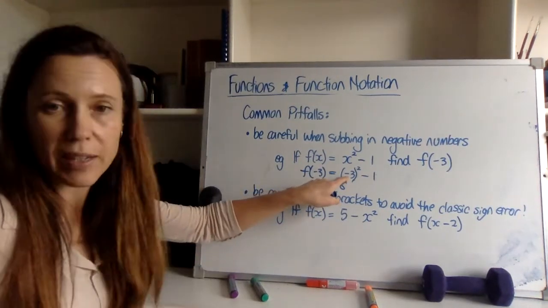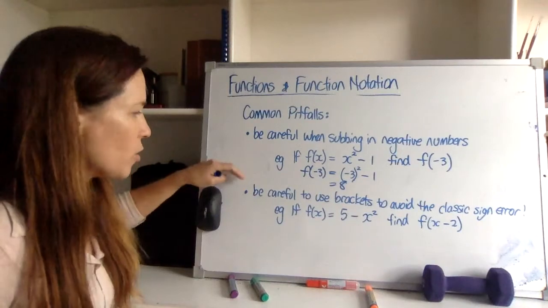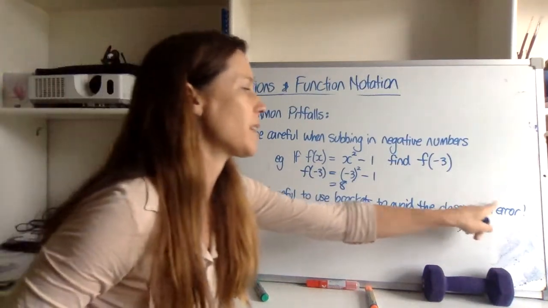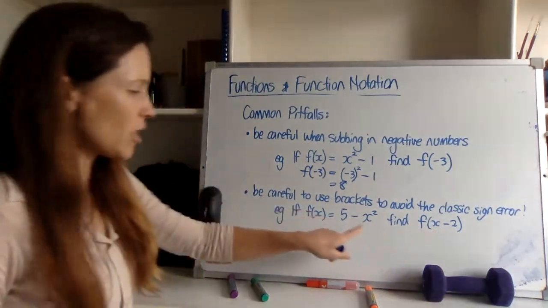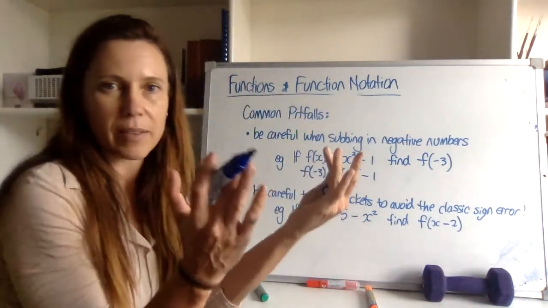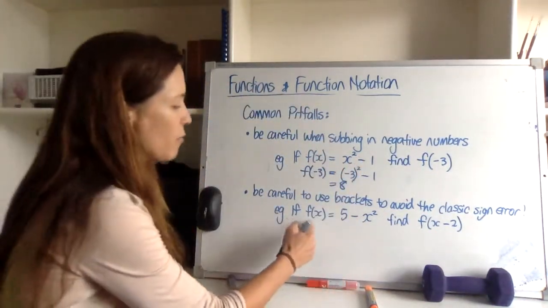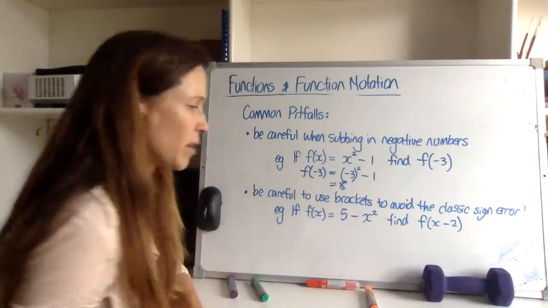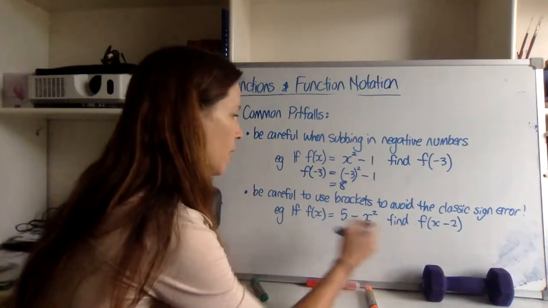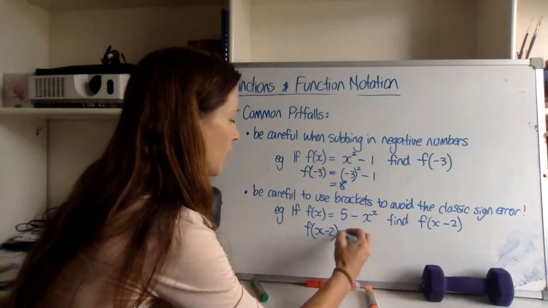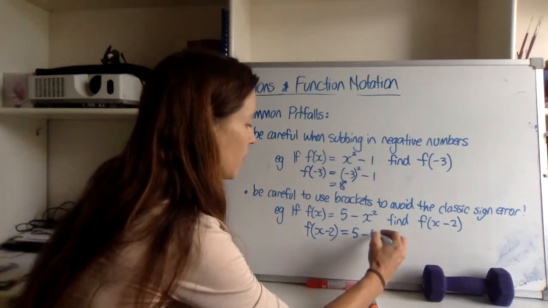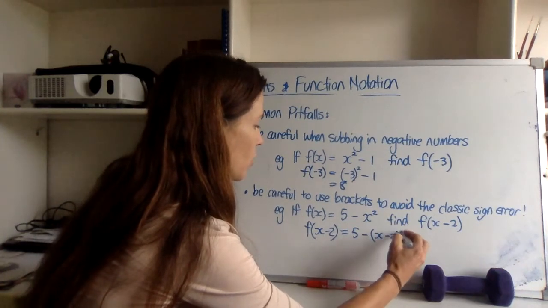Okay, here brackets helped us, but we need to use brackets especially to avoid the classic sign error when we're subbing in something that's got two parts, especially if we're subtracting something that's got two parts. So here, if f of x equals, say, 5 minus x squared, then if we're finding f of x minus 2, that means we're going to need the 5 minus bracket x minus 2 all squared.